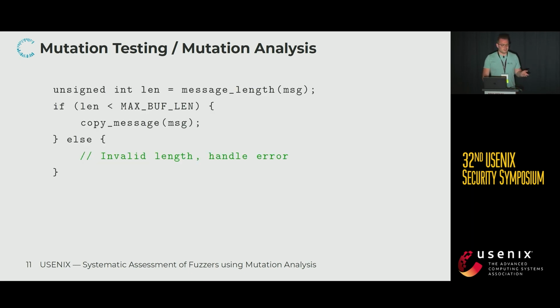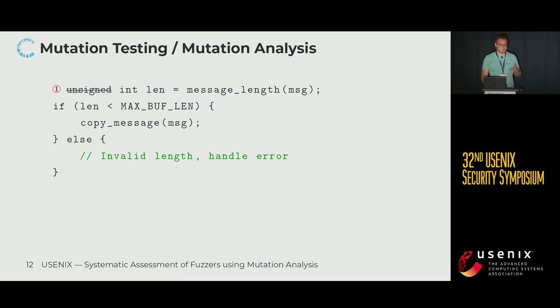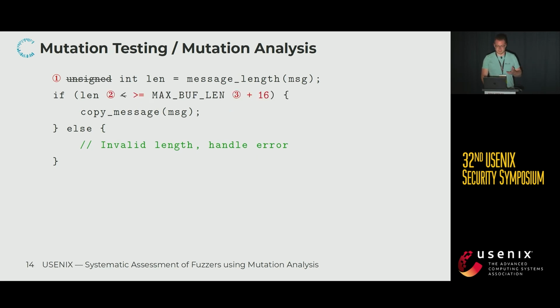So for example, you have some code and mutation analysis would introduce mutants. For example, you have an unsigned integer and it would be changed to a signed integer, or you have a comparison and it would be changed into another comparison. Or you have an offset that you would add somewhere. And the thing is, you would do this everywhere it's possible. So you introduce these mutations exhaustively, and this allows us to reduce the bias.